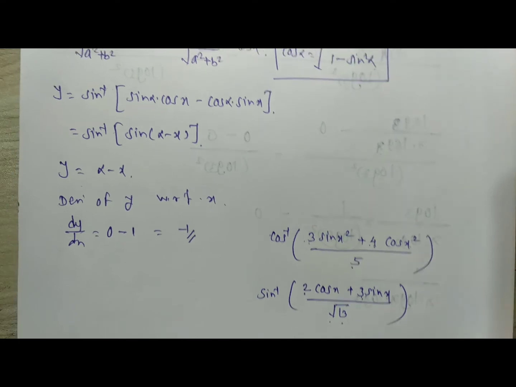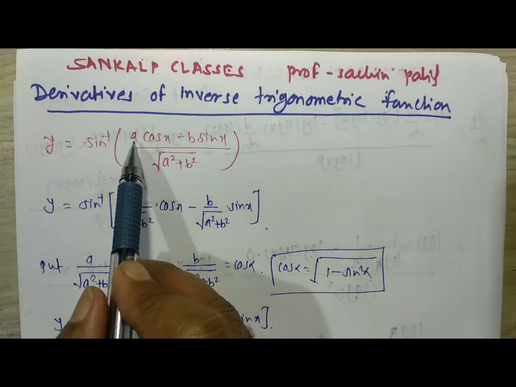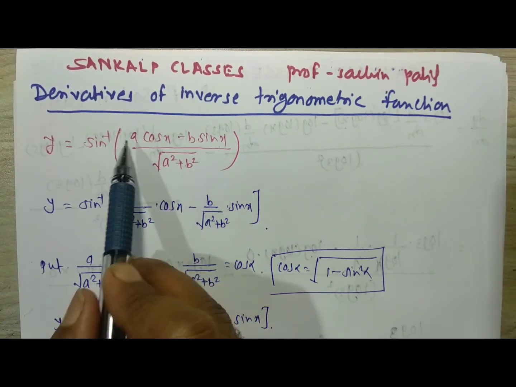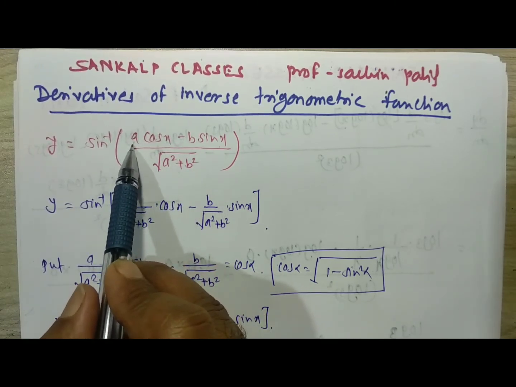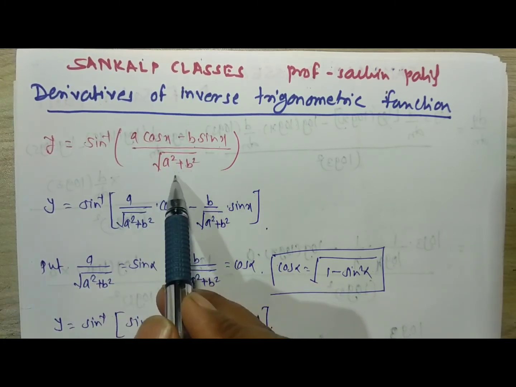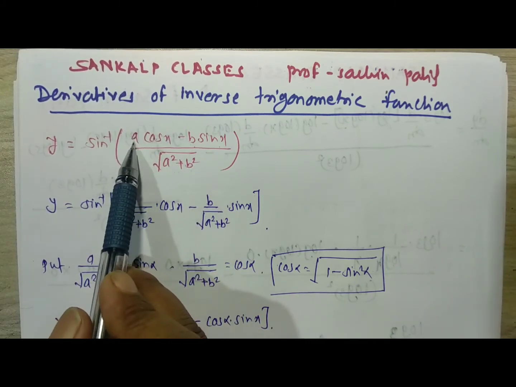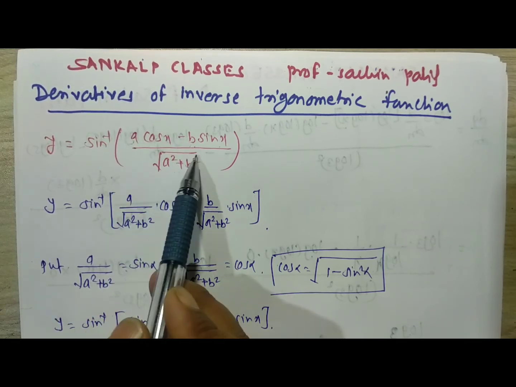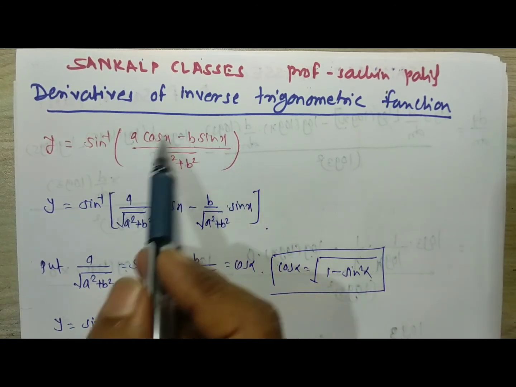Similarly, we have to use the example right now. We have to solve this example: a cos x minus b sin x divided by square root of a square plus b square. That means a and b are two numbers and we have to square them and add them, and the square root of that addition is present in the denominator. That means a square is a square, b square is b square, a square plus b square, and the square root of that is present inside the denominator. This is the consideration related to that expression.